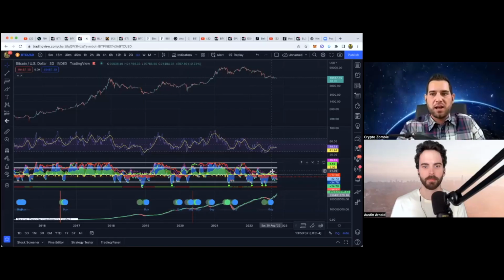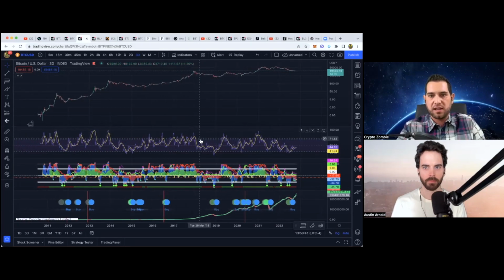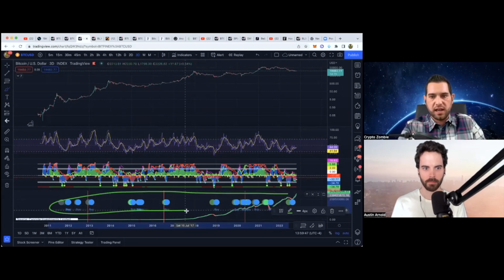Now, of course, I'm not saying that the bottom is in. The indicators are telling us that the bottom is in. These are three different indicators I have down here. We're going to start with this very bottom one right here. This is the hash ribbons indicator.